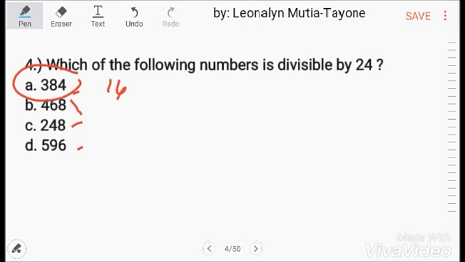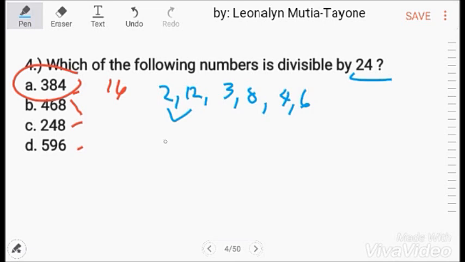Another way, paano kung maraming numbers yung choices tapos masyadong malaki ang 24 pang divide? So, simplihan natin. Let's find factors of 24, of course, except 1 and 24. And these are 2 and 12. We have 3 and 8, 4 and 6.